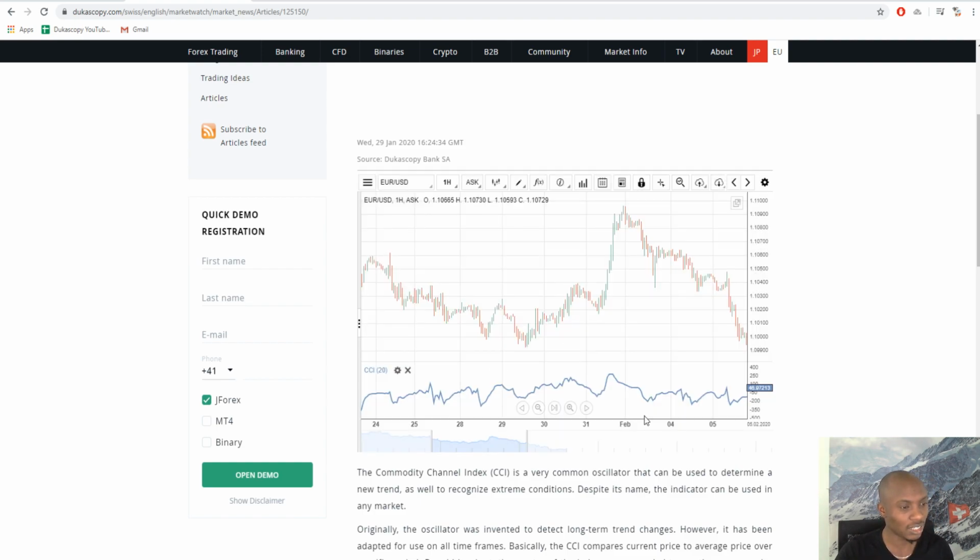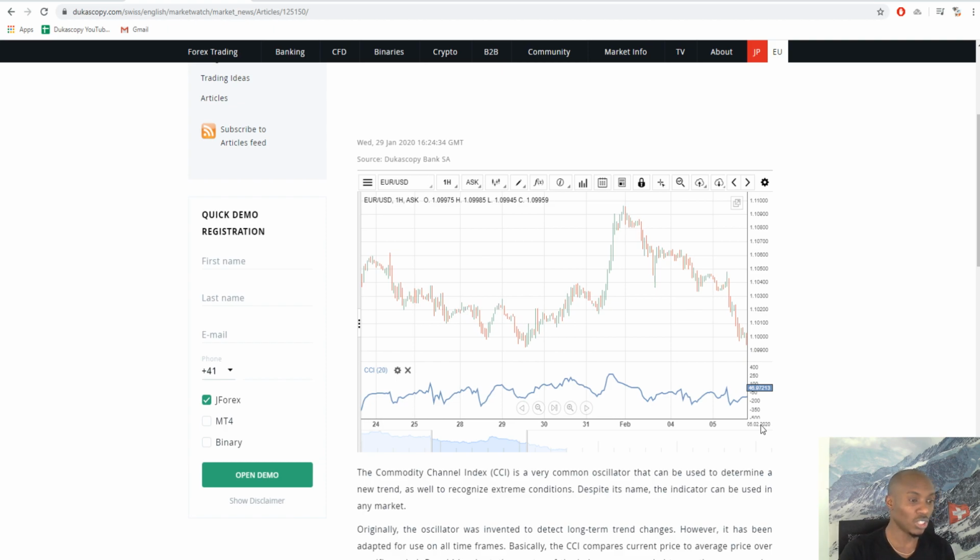This CCI is called the Commodity Channel Index. Don't be fooled that because of the word commodity, it is only for stock or crude oil or something like that. You can use these oscillators to develop trading strategy in whichever market you want. You can use it on the Bitcoin market, you can use it in the forex market, that is the currency market, and you can use it in the stock market.